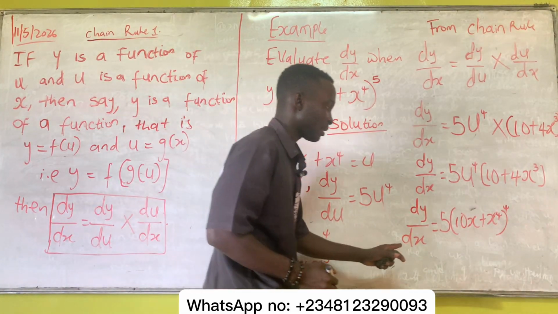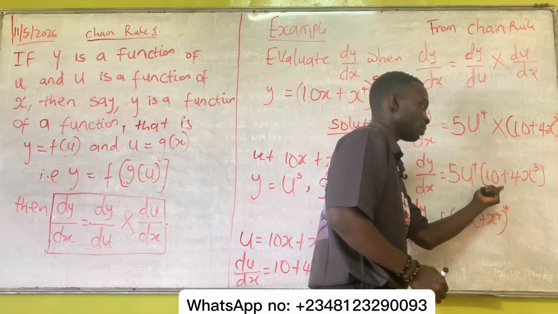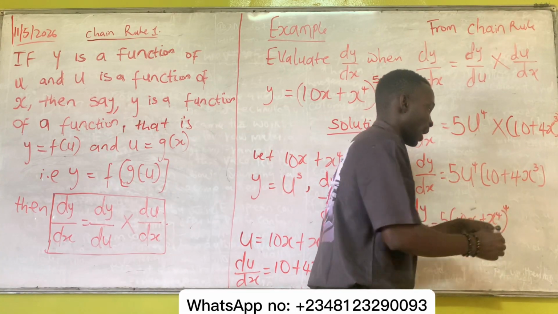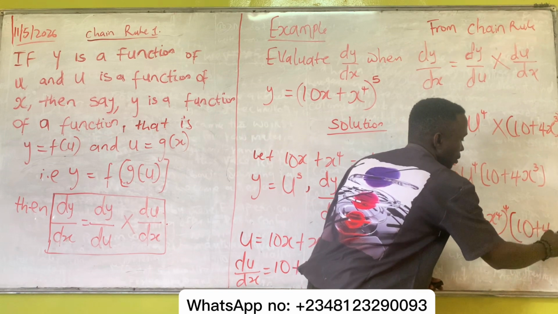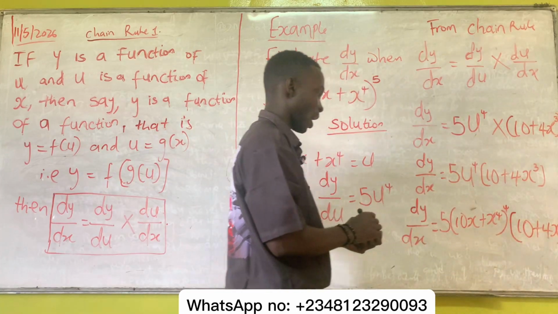After doing this now, remember all these ones is just for 5u raised to the power of 4, which is this. Then remember 5u4 is multiplying this. So 5u4 multiplied by this becomes multiplied by 10 plus 4x raised to the power of 3. Now going to have this.